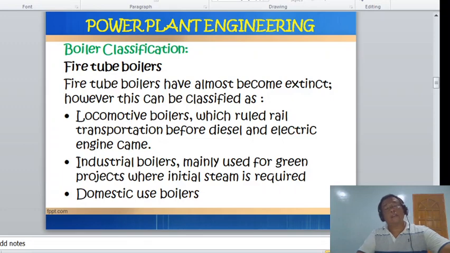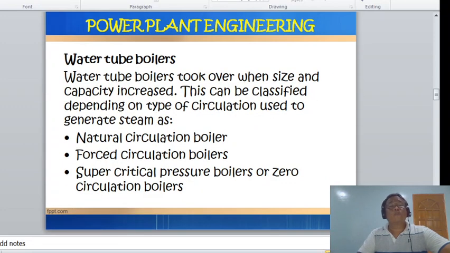So another is the water tube boilers. Water tube boilers took over when size and capacity increased. Okay, so I think it is clear. These can be classified depending on the type of circulation used to generate steam. So we have also the natural circulation boiler, forced circulation boiler, supercritical pressure boilers, or zero circulation boilers. Okay.